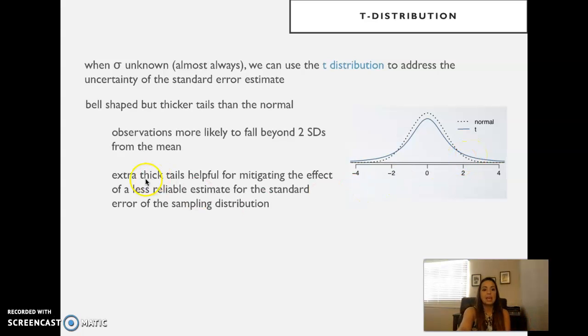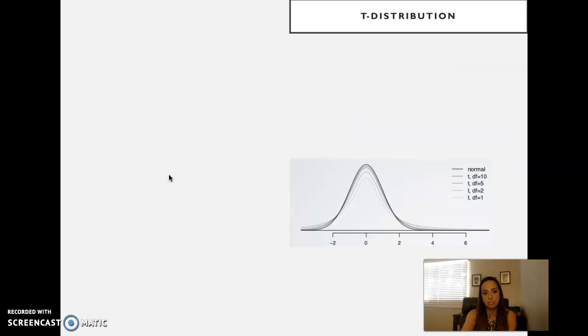Extra thick tails are helpful for mitigating the effect of a less reliable estimate for the standard error of the sampling distribution. So it will take larger deviations from the mean for me to reject the null hypothesis when I'm not quite certain of the variation. So I become more conservative. Before I can dismiss the null hypothesis, I need bigger changes that are typically beyond two standard deviations.